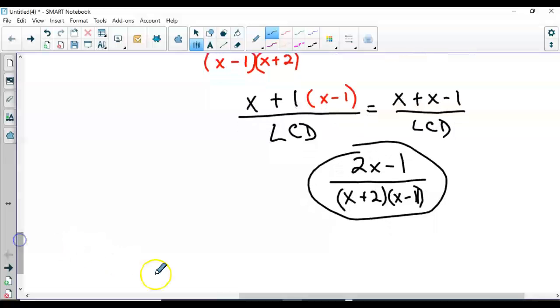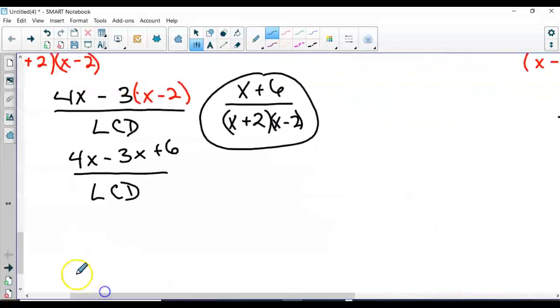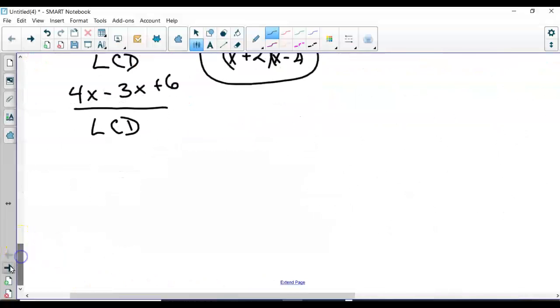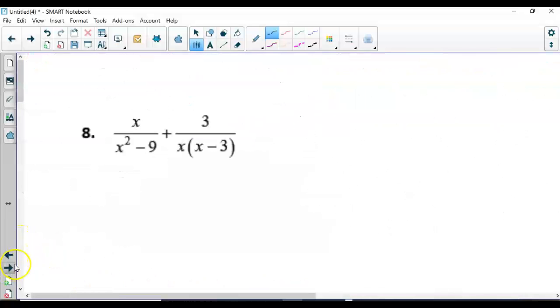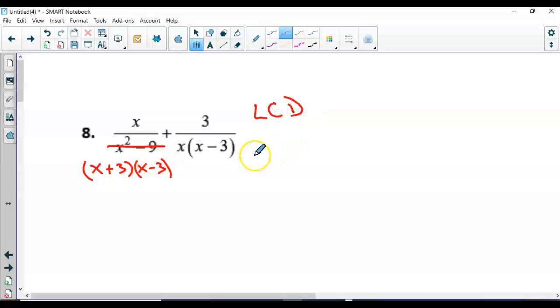Okay, so let's scroll on down. So now let's take a look at number 8. We need to go ahead and find our LCD, but we need to go ahead and factor first. This one's already factored, so we're good with that. This one is x plus 3, x minus 3, and that will allow us to find the LCD.